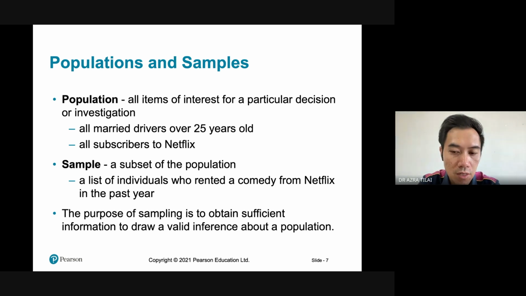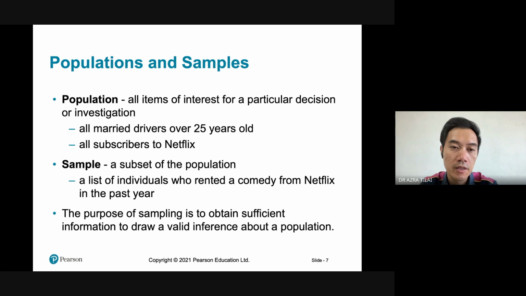So moving on, our slide number 7. We have population and also sample. We must know the differentiation between population and sample. What does population mean? Population is all the items of interest for a particular decision or investigation. Meanwhile, a sample is a subset of the population.